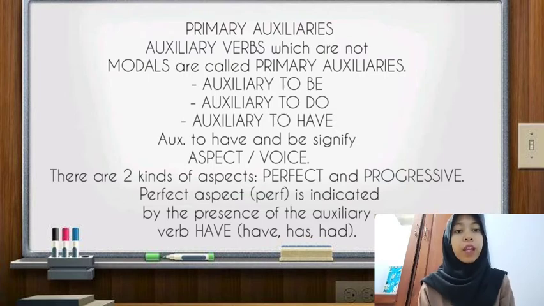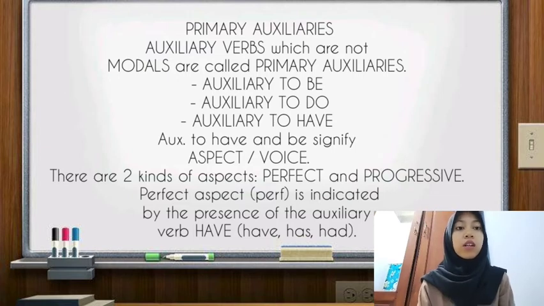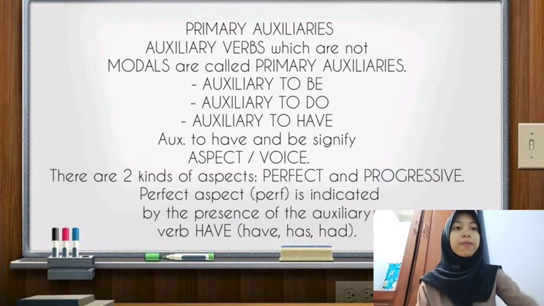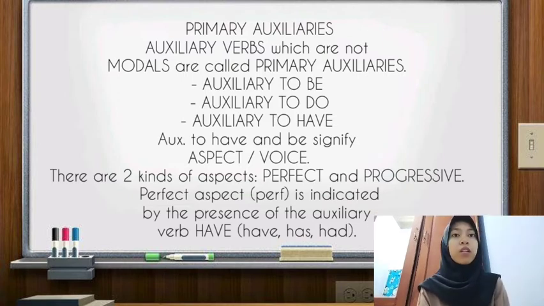Perfect aspect is indicated by the presence of the auxiliary verb have, has, and had. For example, Olivia has finished this book, and James had given the girl a chocolate. The use of primary auxiliary has and had carries tenses. Has is present tense and had is past tense.